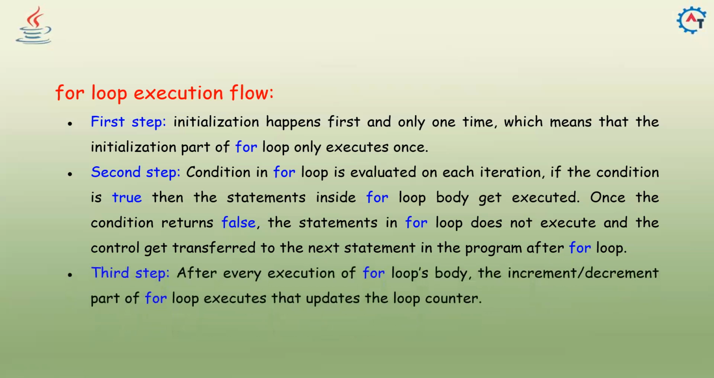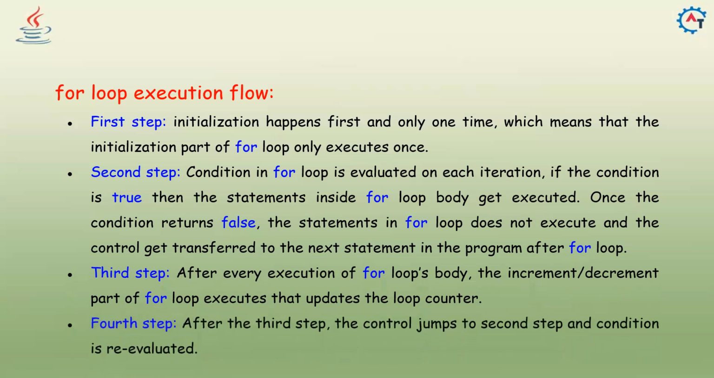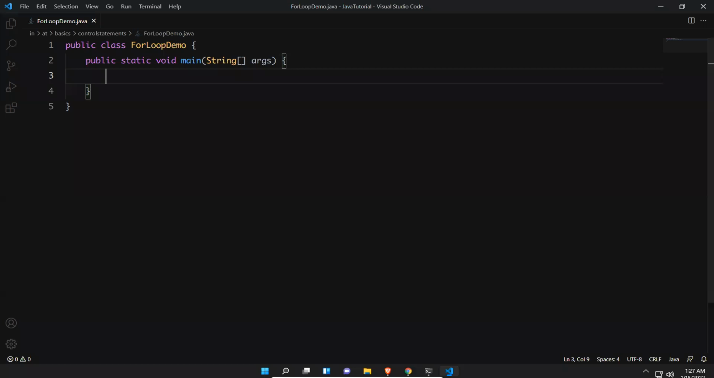Third step, after every execution of the for loop's body, after execution of your statements, the increment or decrement part of the for loop executes, which updates the loop counter. After the statements execute, the increment or decrement will happen. In the fourth step, after the third step, the control jumps to the second step and the condition is reevaluated. Okay, so we will see everything with the help of a program.